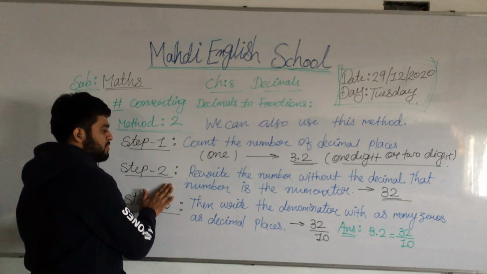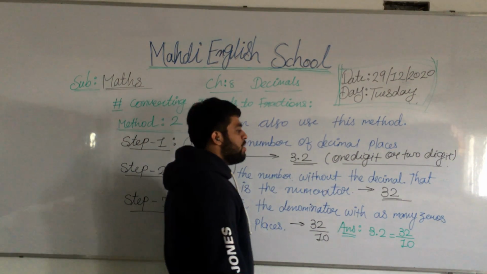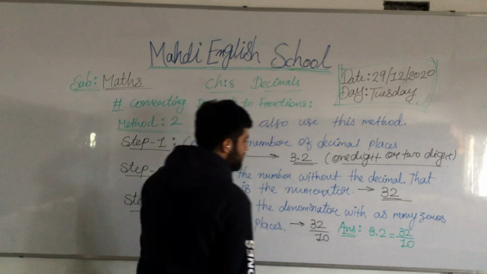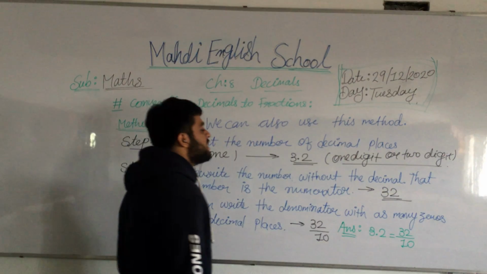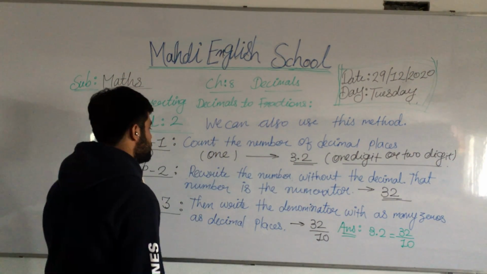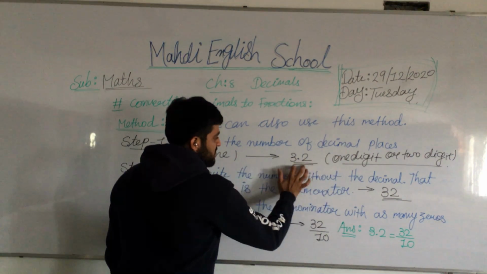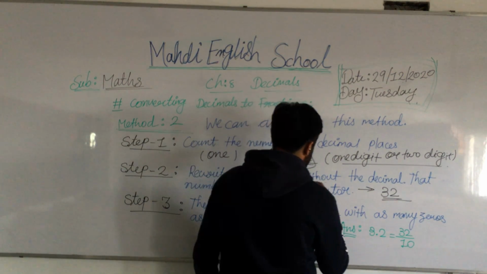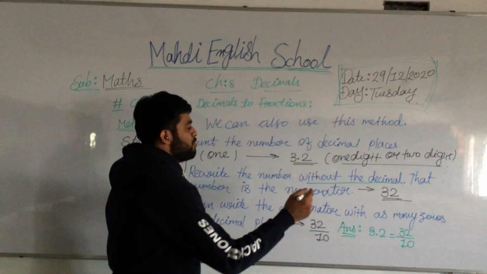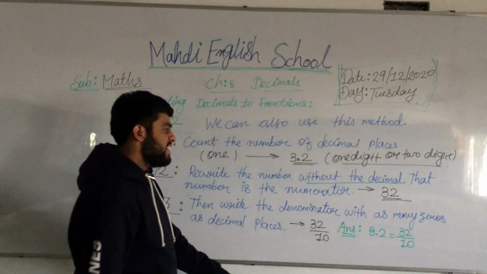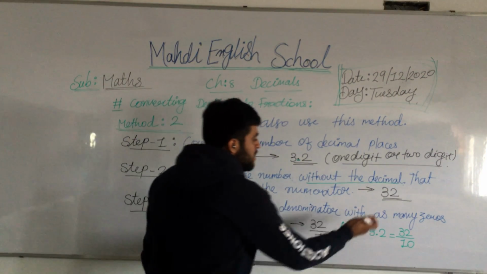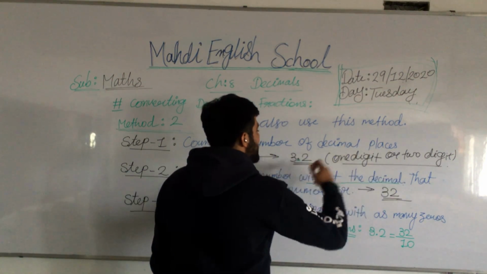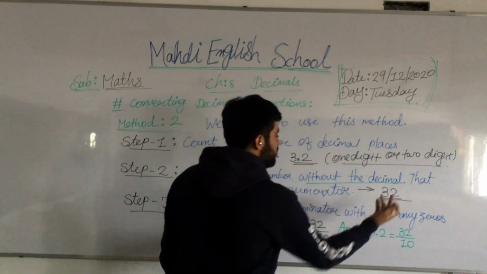Then step number 2, rewrite the number without the decimal. What, my dear students? Rewrite the number without the decimal. That number is the numerator, 32. Rewrite means we have to rewrite this but without the decimal point. Put the weight on this one: without decimal. It means in the second step we have to remove this point here. So 3.2, we write 3 and 2 without a decimal point. So we write 32.